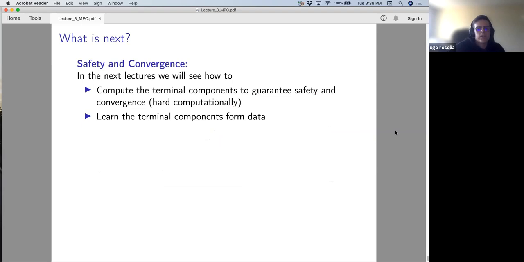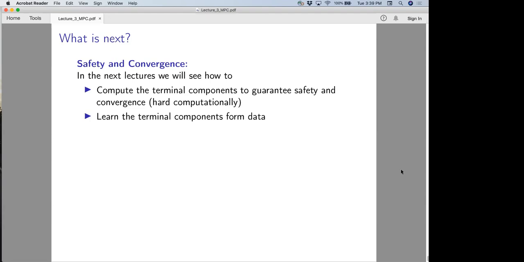And with this, I wanted to wrap up this lecture. These were the key concepts that I wanted to discuss today. I wanted to give you a brief overview of what's next. In the next lecture, we will see how we can iteratively construct the terminal components of our model predictive controller to enlarge the region of attraction while guaranteeing safety. As I see that there is still some time left, I will be online if you have any questions about this lecture or the previous lectures.